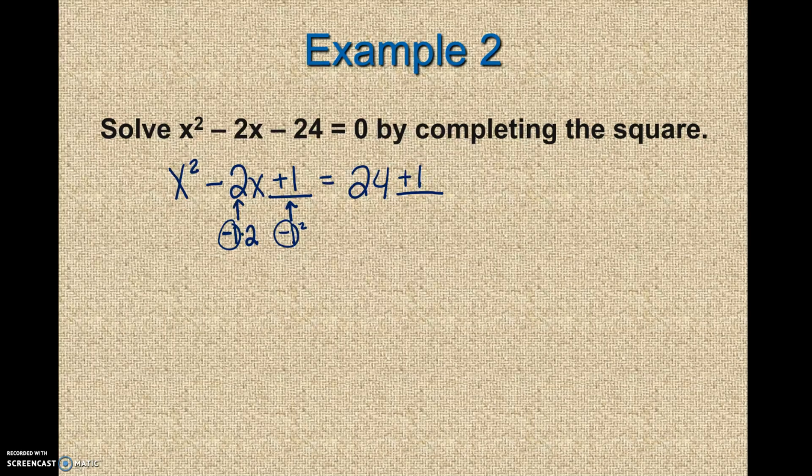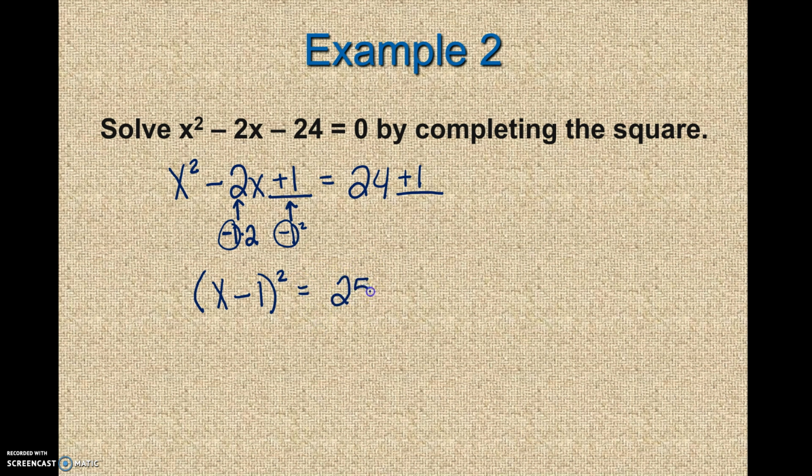Okay, I don't like to use the term magic when it comes to math because I don't want math to be magical or mystical. But this negative 1 is kind of the magic number that holds this all together. Negative 1 times 2 is your middle number. Negative 1 squared is your third number. So this factors into x minus 1 squared equals 25.